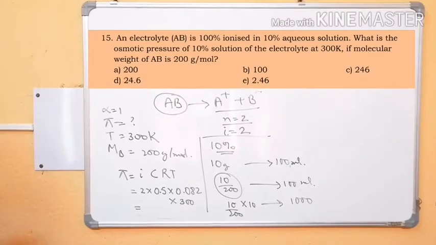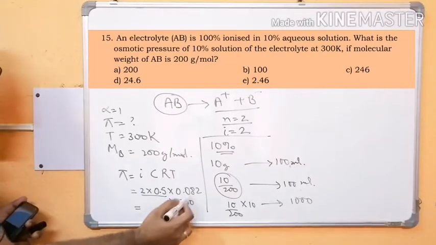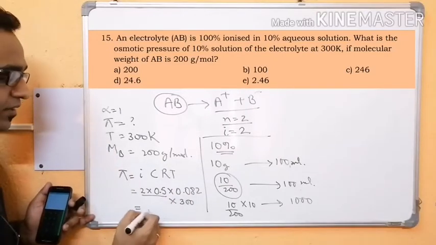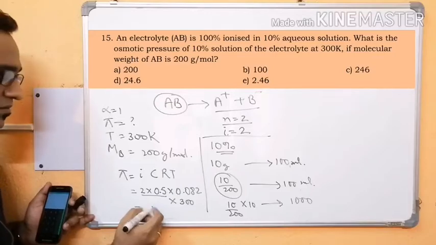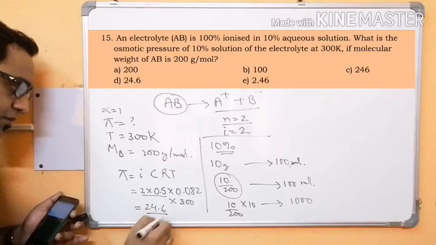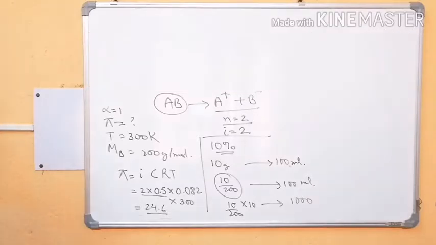Once again let me check in the calculator. This will be 1, so it is 3 into 8.2, into 3, 24.6. It will be approximately 24.6. So we can check the answer. Yeah, there is the answer, option D, 24.6, which is the correct option. Let's move to the next problem.